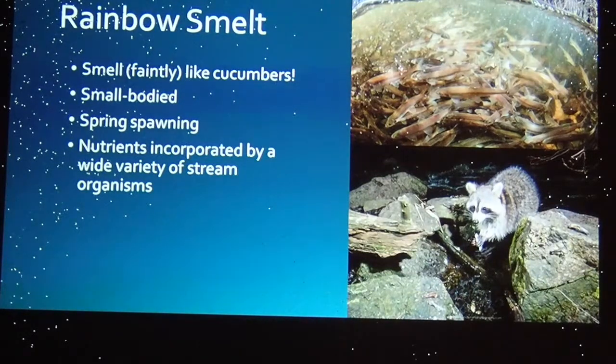So they're spring spawning. Again, they come in right now. Their nutrients are incorporated by a wide variety of stream organisms. One of my research projects for my dissertation looked at the different things within the freshwater river systems here on PEI that can use rainbow smelt nutrients when they bring them in. So we see everything from predatory insects like larger predatory caddisflies and brook trout, to then I set up a camera trap and took several pictures of raccoons. Barn cats eat them.